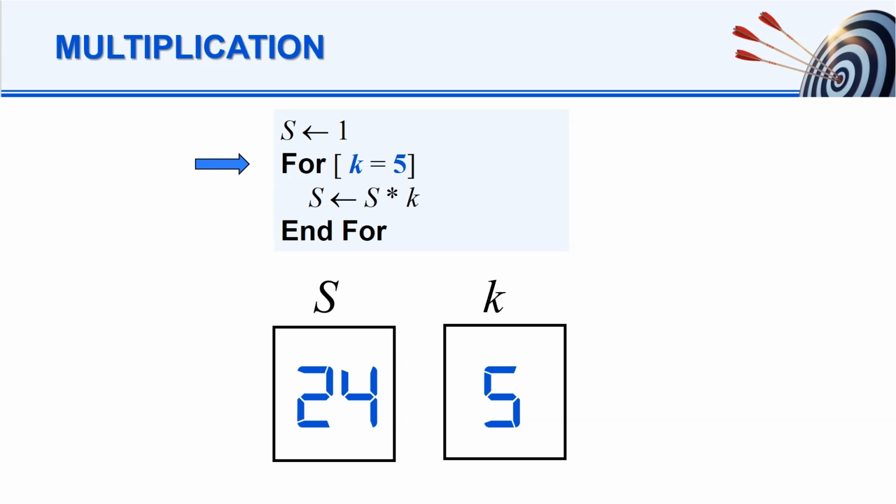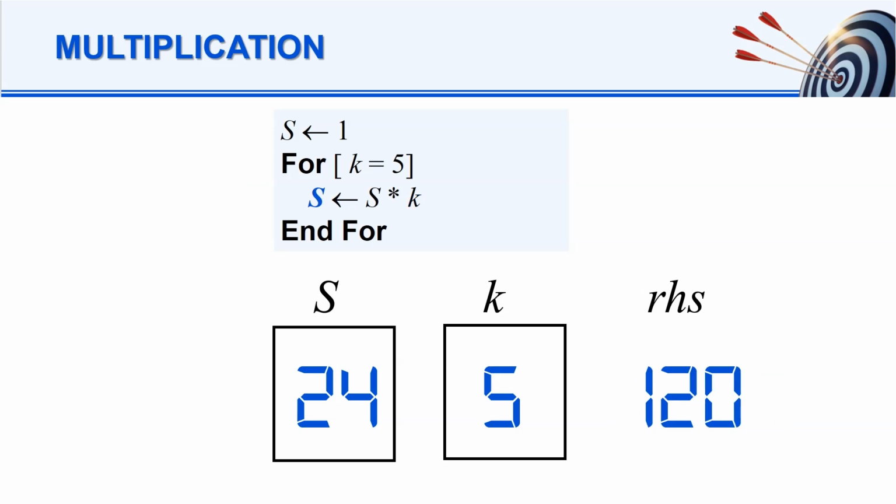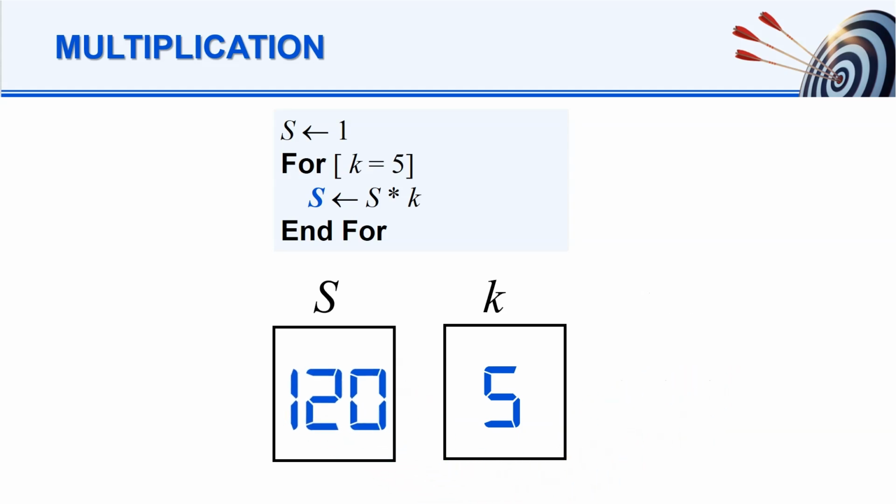The iterator takes the value of 5 when the loop returns to the top. The iterator k is equal to 5, the last value of the for loop. The executable loop statements will be executed. The right-hand side of the statement is evaluated using the memory values of the variables 24 and 5. The product on the right-hand side, 120, is overwritten on s on the left-hand side. That is, the memory location of s is updated to 120.